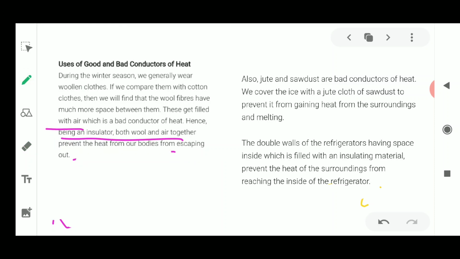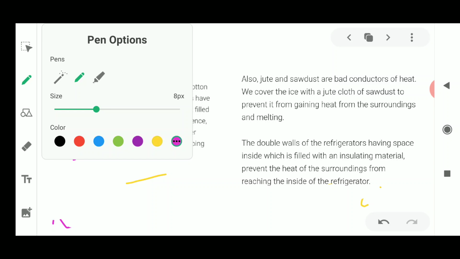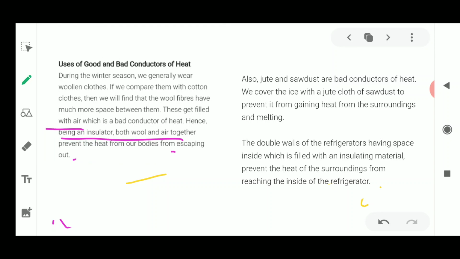Fine. Now we go on to the next topic. One more example is given. Jute and sawdust are also bad conductors of heat. That is why we cover ice with jute or sawdust to prevent it from gaining heat from the surroundings and melting. If you have gone to the market, you have seen that where ice is being sold, they keep the ice inside a cloth made of jute. They keep it in a jute bag or in a rug.